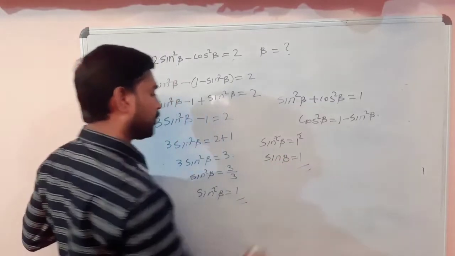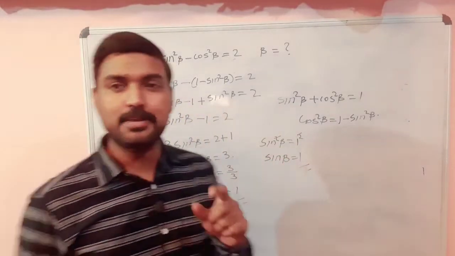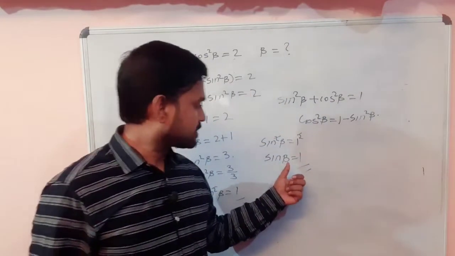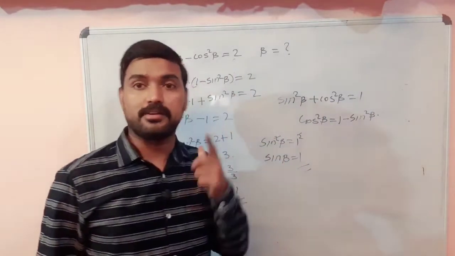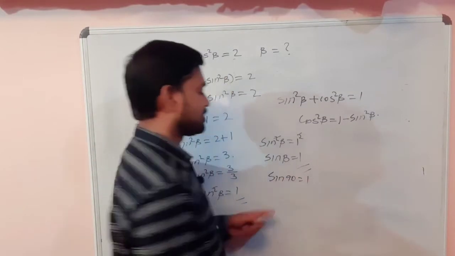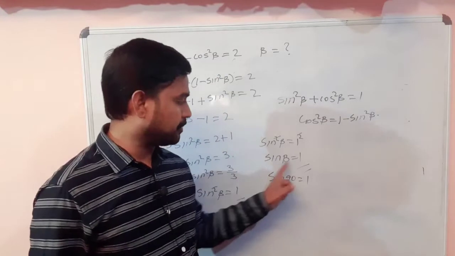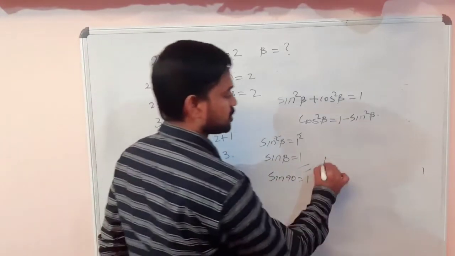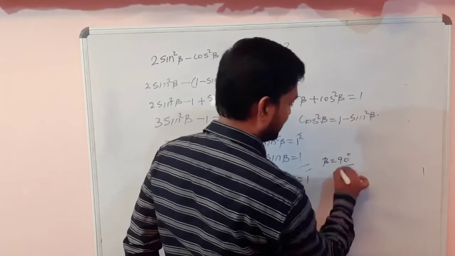Now, one more point we have to recall: what is the value of sin, which angle will give 1? We know that sin 90 is equal to 1. Sin 90 is equal to 1, sin beta is equal to 1. So beta will be the angle 90. So we got beta is equal to 90 degrees.